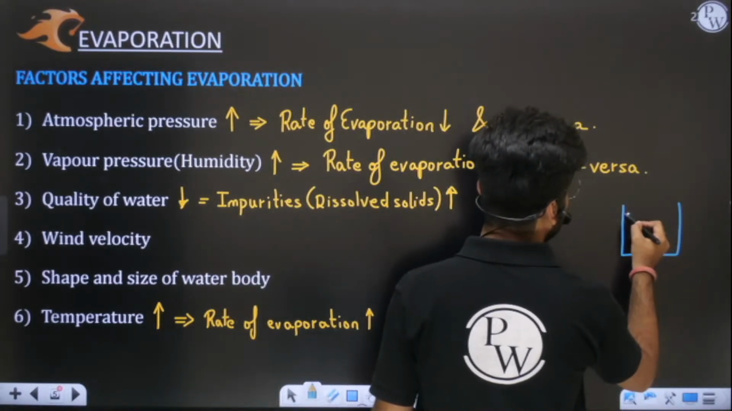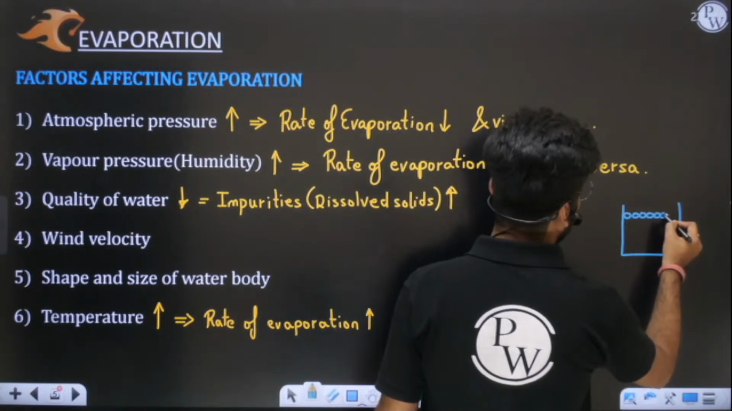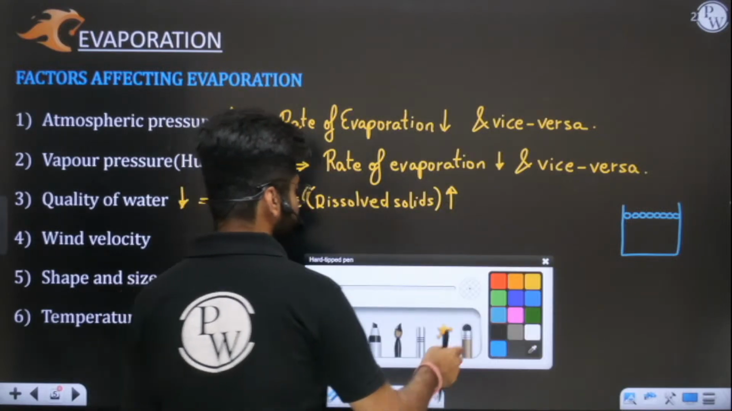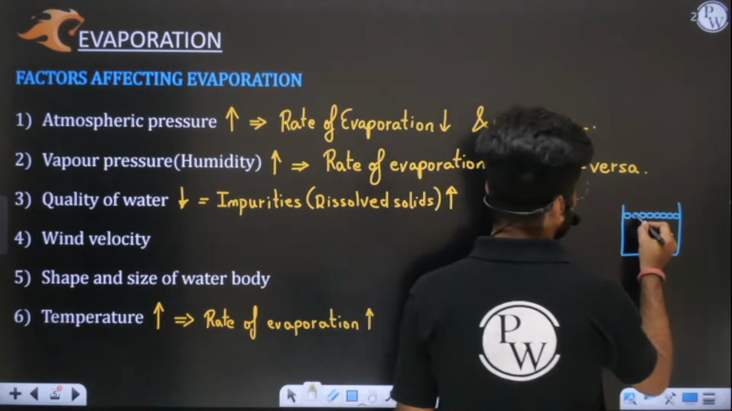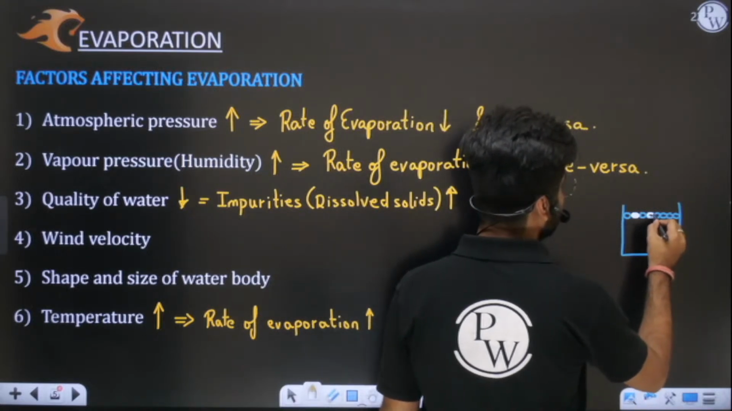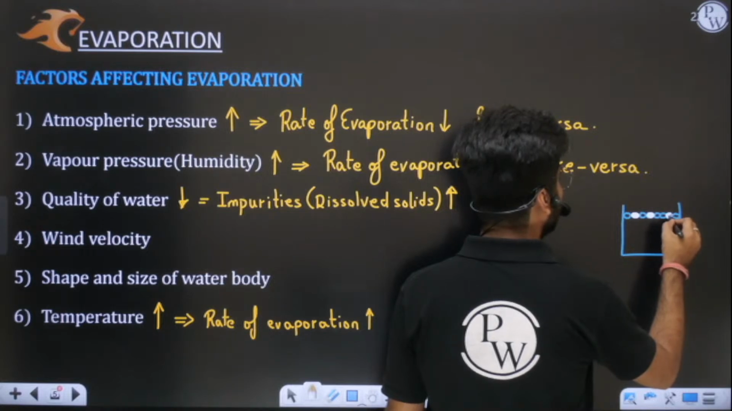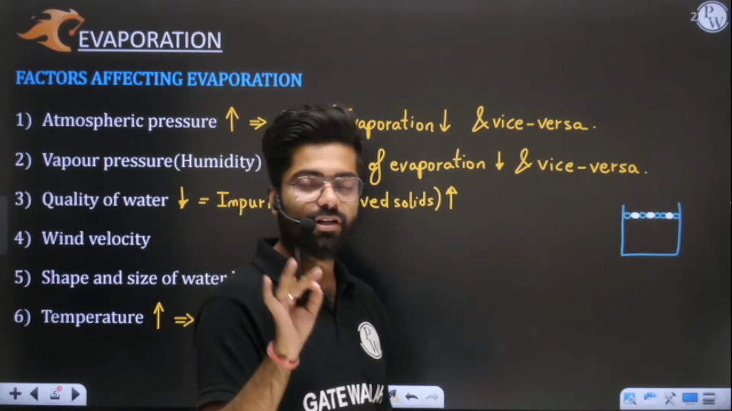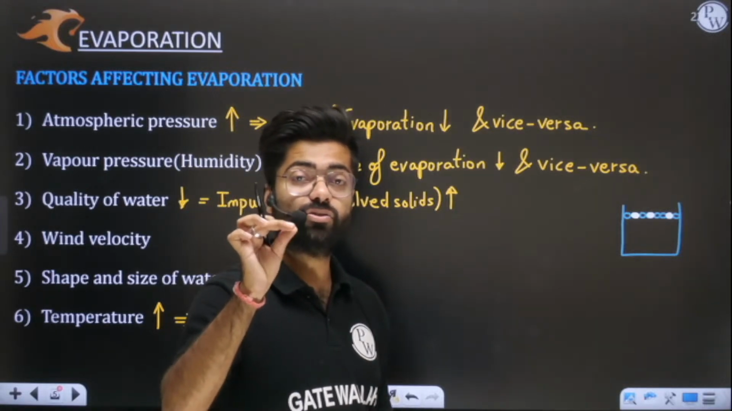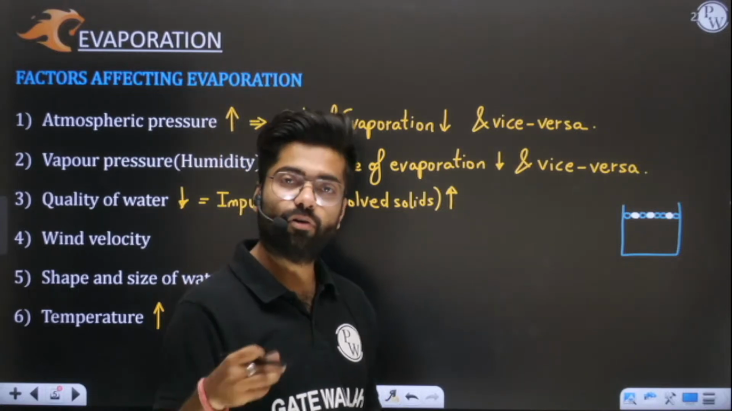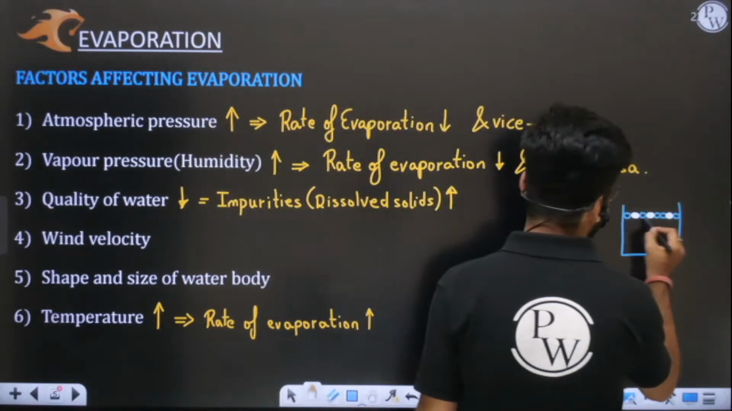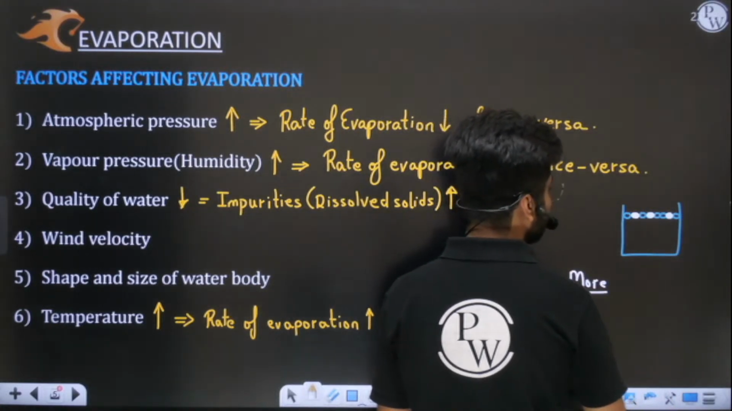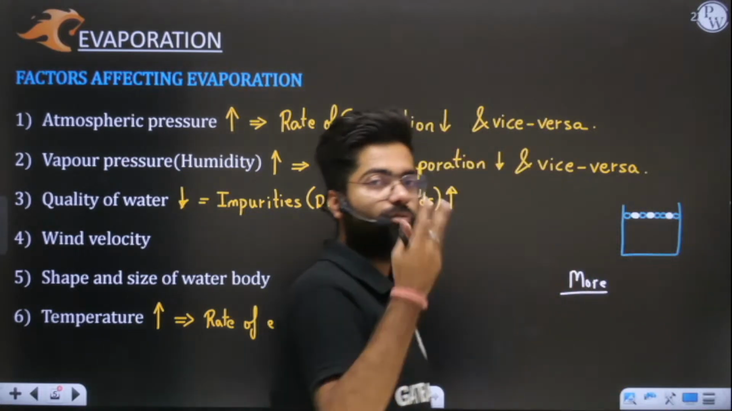So let us say this is a beaker. Earlier, when water was pure, all the molecules at the surface were of water only. But now some molecules will be replaced by impurities. Why? Because we have more dissolved solids. You should understand that impurities or salts will not evaporate, only water evaporates. Now at the surface you have less water. Initially, when water was pure, you had more water on the surface. Yes or no? At the surface, we have more water. Yes or no?